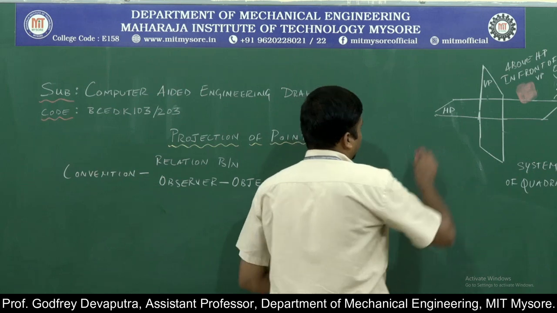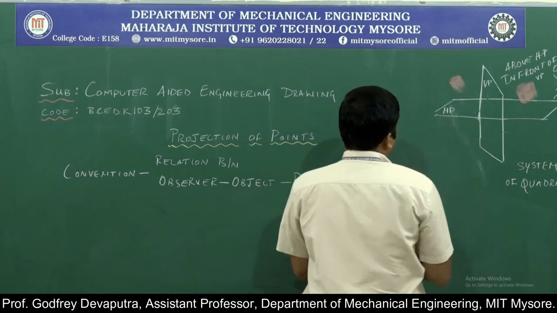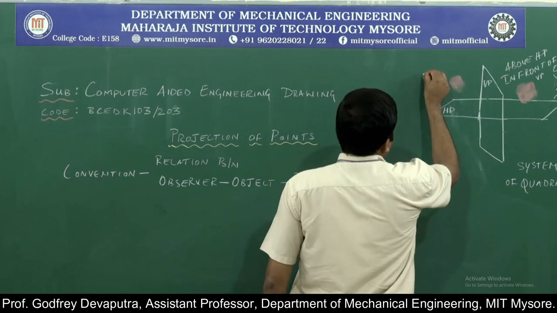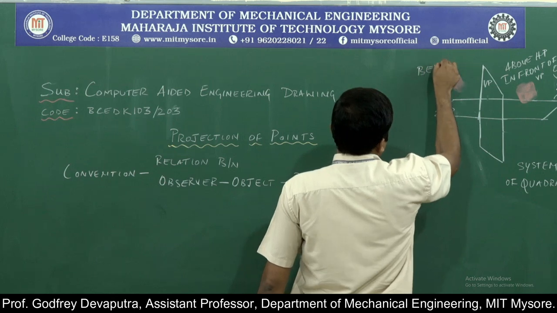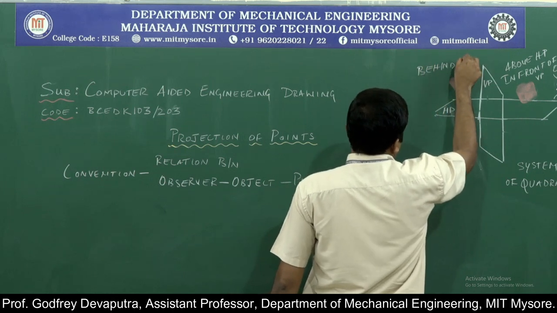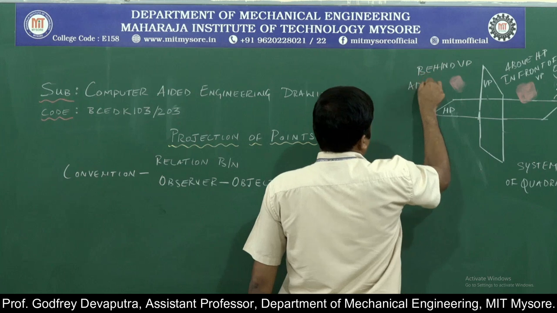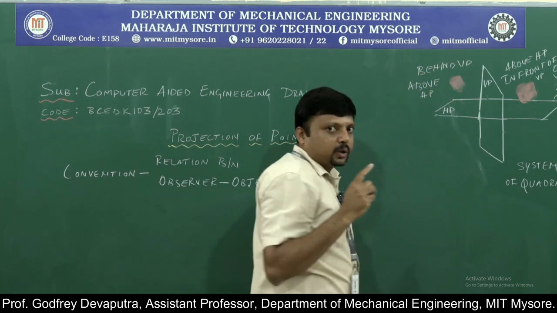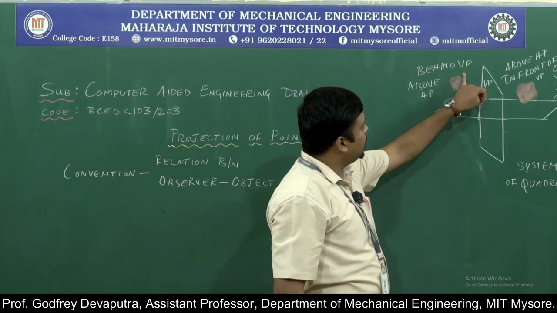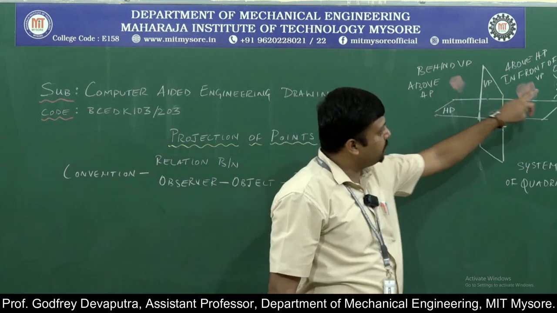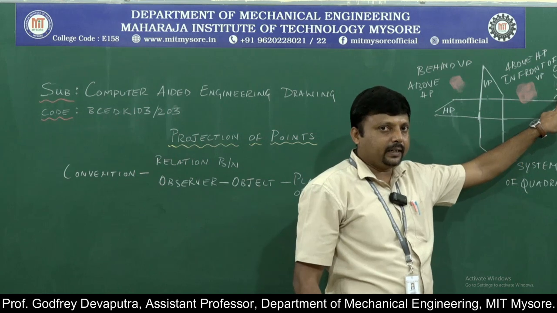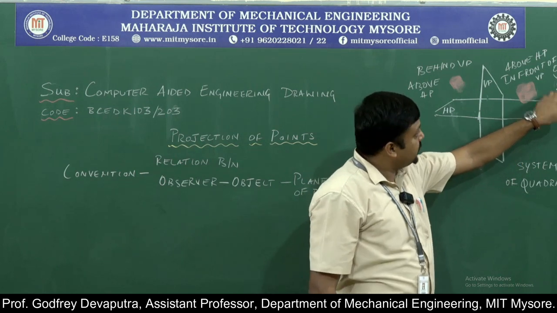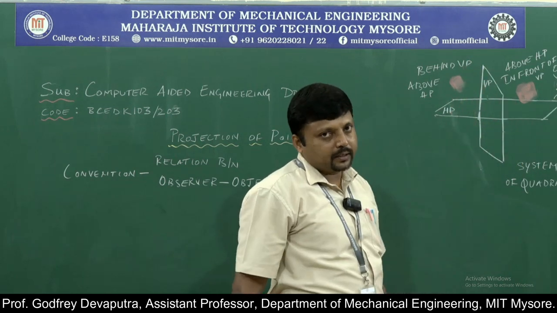Similarly, if I imagine a colored chalk piece here, so this is behind VP, above HP. So when I am speaking about the colored area here, the observer position does not change, it is fixed. This system is what is called as convention.